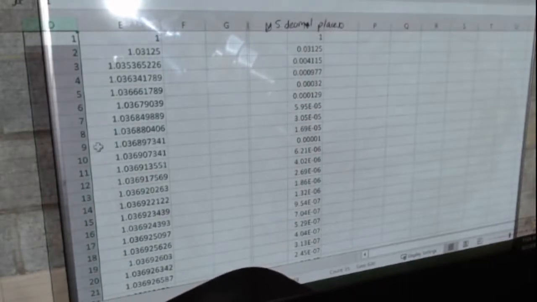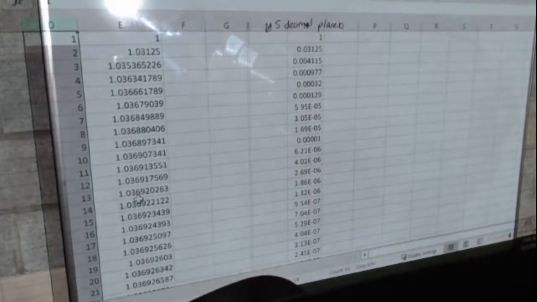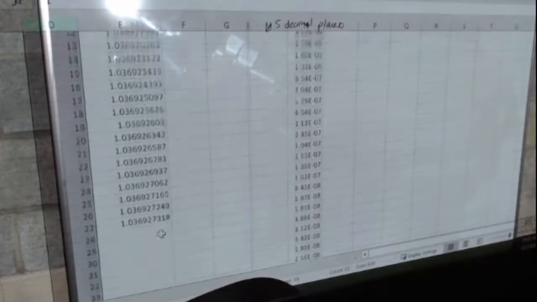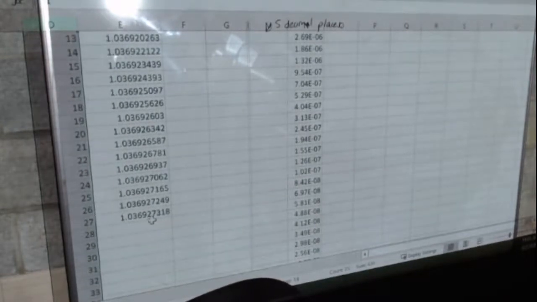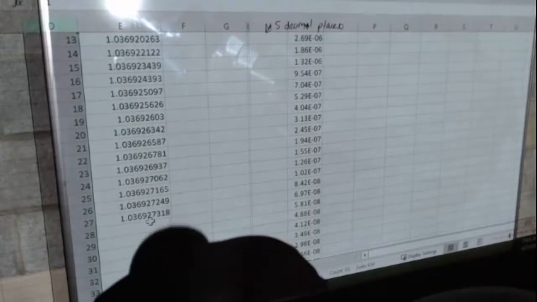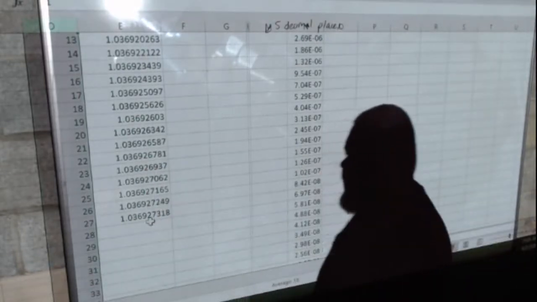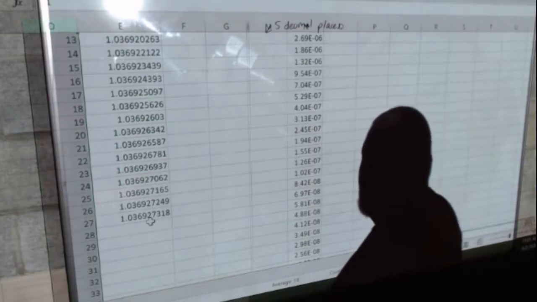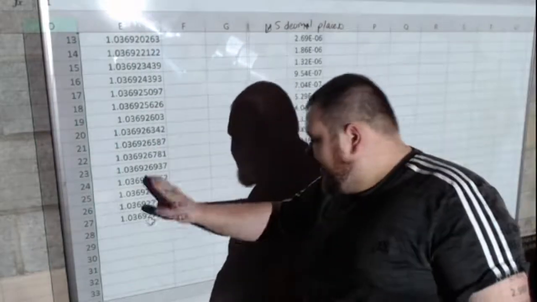Okay, so looking at 13, 14, right, we're at 0.03692, 0.36922, 0.36923. So it looks like the first time that that 2 repeats is at the 14th term. And if we were to continue on forever, we would see that this term is accurate to 5 decimal places. So that remains a 2 if I kept going.